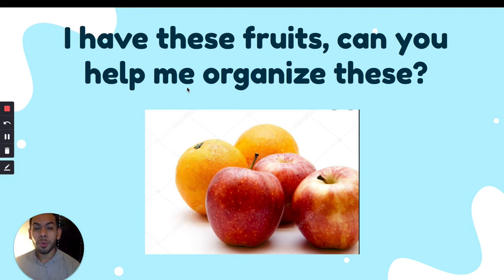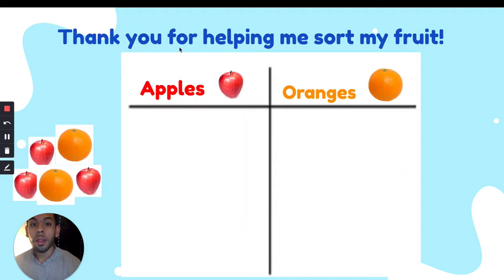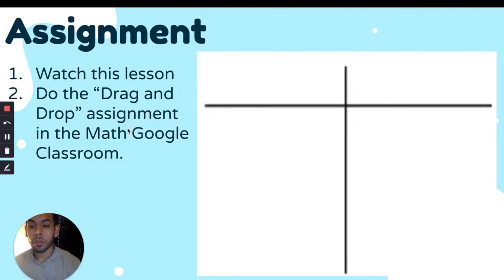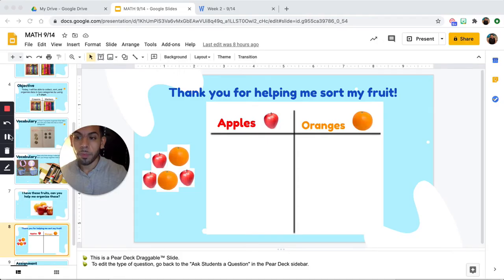So look, I have these fruits. Can you help me sort them and organize them? What's sort again? Remember, sort is when you put them into groups that have the same thing in it. Okay, so I have apples and oranges. So look, I made a T chart and I'm going to put apples on one side and oranges on the other. So I'm going to drag and drop them. All right, so let me move it. We'll put the oranges first. Oops. Mr. Ortiz had to get out of the presentation because he can't drag and drop. But look, so we'll put them together.